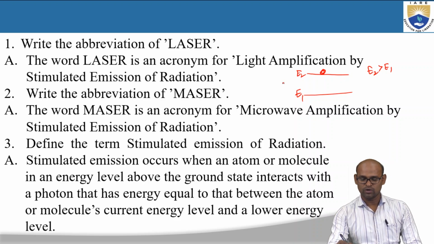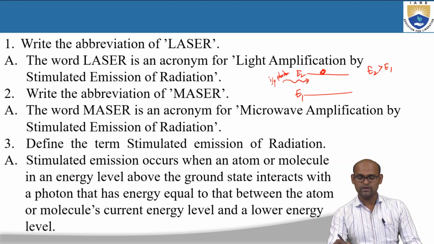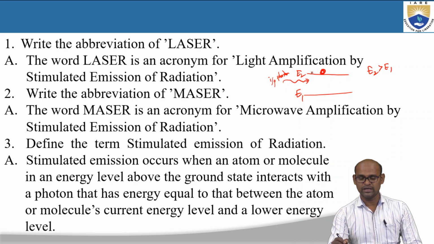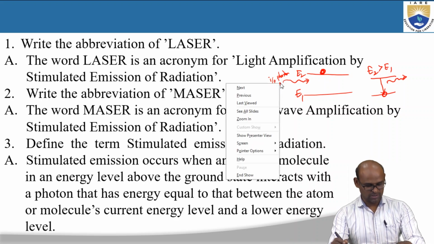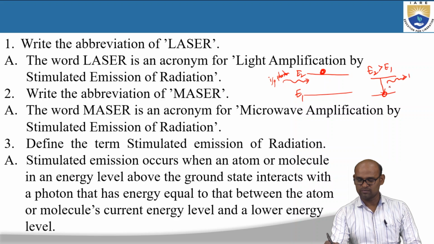When we supply a photon, this is the incident photon or input photon, to the atom which is in the higher energy level E2, the atom interacts with the photon and decays to the ground state or lower energy level by emitting another photon. This is photon number 1, the incident photon, and the atom emits another photon, that is number 2.